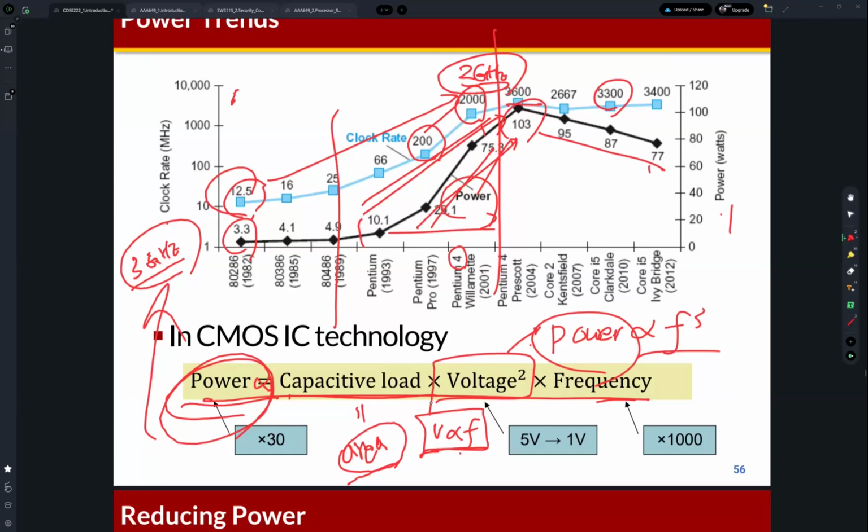How? If we reduce the voltage, then we can reduce the power consumption. Also, if we can reduce the capacitive load, then we can reduce the power consumption. But this is proportional to the area of the chip, so after the chip is manufactured, we cannot change the chip area. So we can just adjust the voltage and frequency, right?